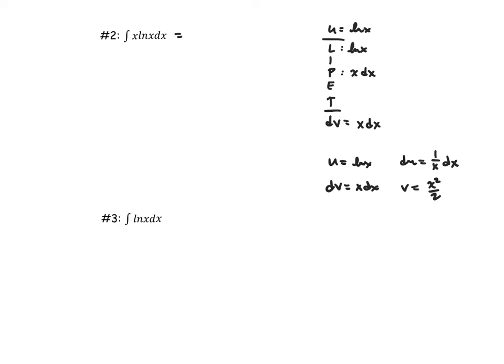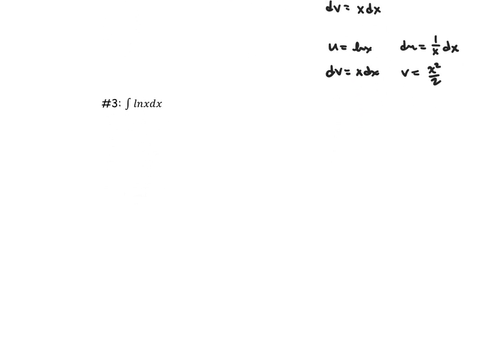Okay, so I know that the integral of x ln of x dx will be equal to uv, which is x squared ln of x over 2, minus the integral of v du. Okay, so v times du is x squared over 2 times 1 over x. The x is reduced, giving me x over 2 dx. So my answer comes out to be, looks like x squared over 4 for that particular antiderivative. And there you have the integral of x ln of x dx. Awesome. Let's look at number 3.